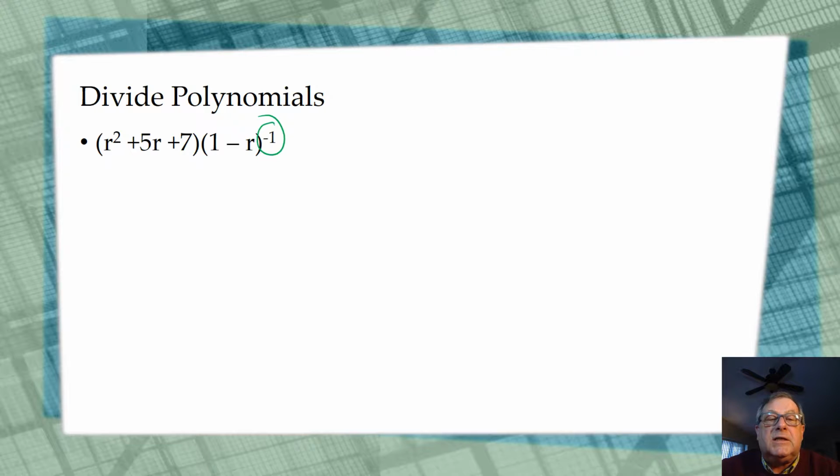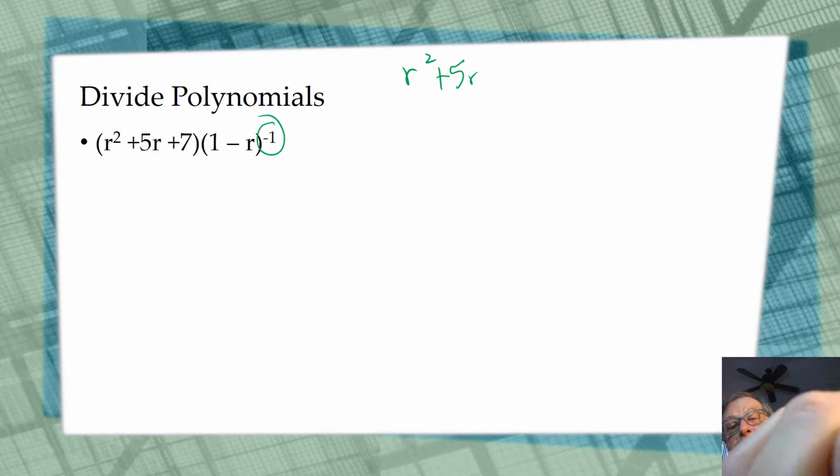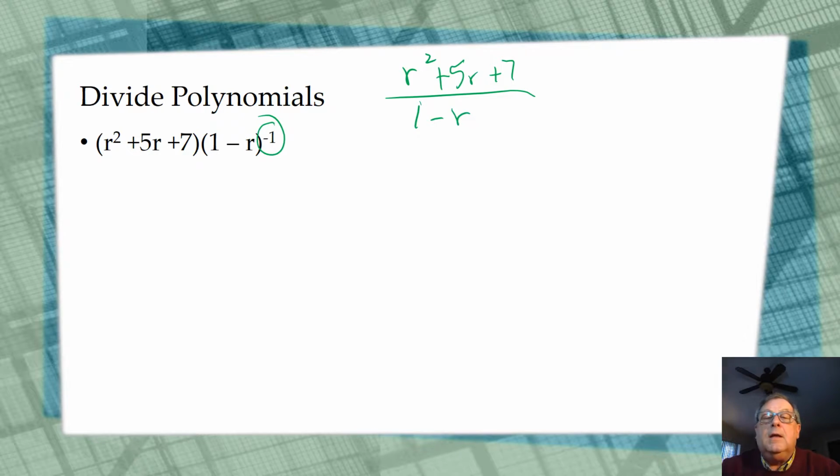But all that tells us is that the expression 1 minus r is now thrown into the denominator. And so if we were to rewrite this based on that, we'd have r squared plus 5r plus 7 over, that's what that negative 1 does, 1 minus r. Now, the second little format issue as we approach this from a long division algorithm is we've got 1 minus r, and we're going to need to rewrite that as negative r plus 1. That's the second little wrinkle that they throw at us.